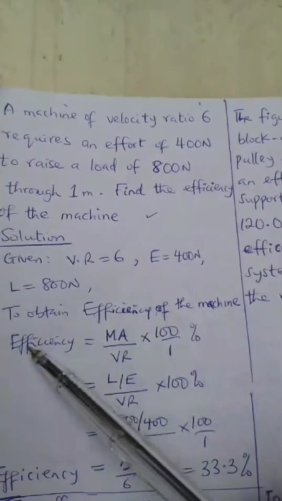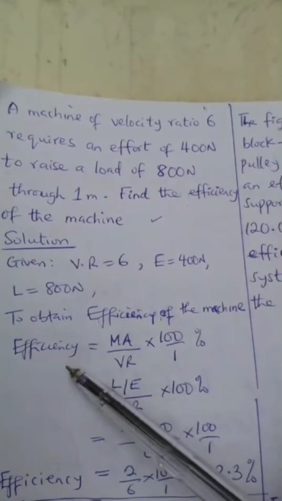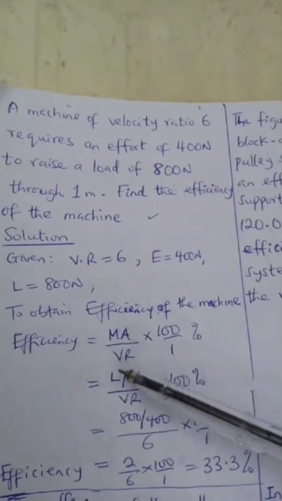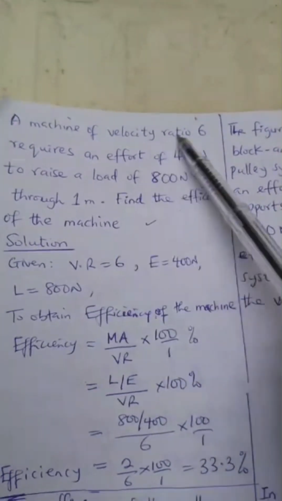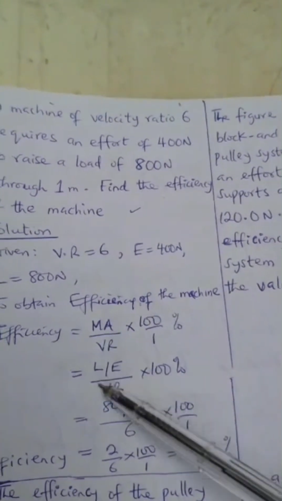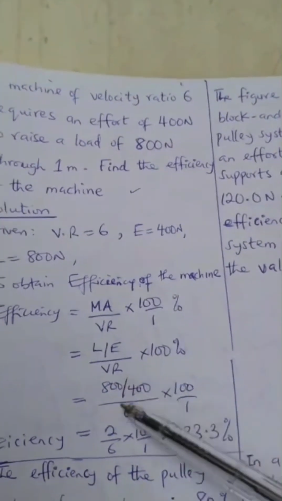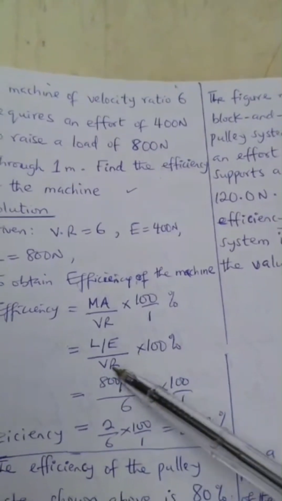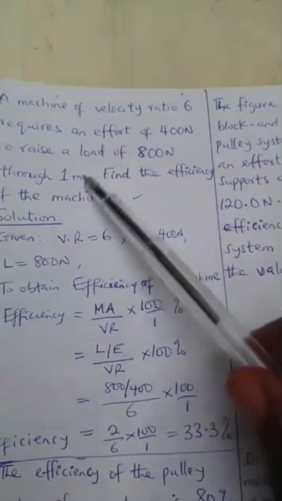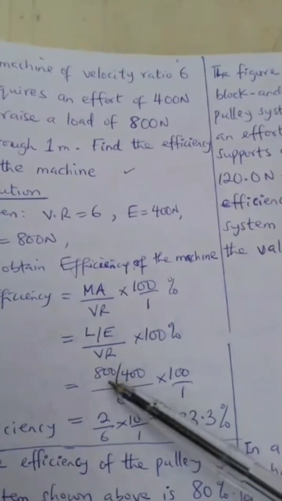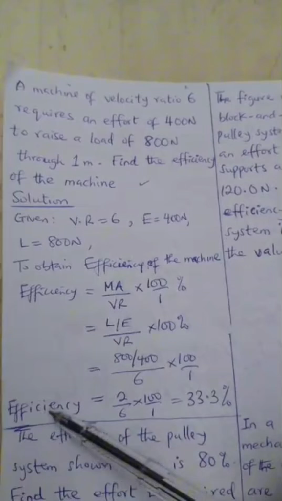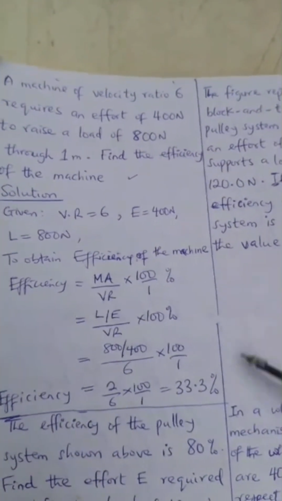Just like I said, there are different formulae for efficiency, so choose the one that is relevant to the particular question, like this one, mechanical advantage over velocity ratio. We're given velocity ratio straight up as 6. We don't need to calculate for it. Mechanical advantage is load over effort, all over that, times 100 over 1. So slot in the values: velocity ratio 6, load overcome is 800, over effort, which is 400. So 800 over 400 is 2. Put that in, and the efficiency is calculated to be 33.3%. All right.